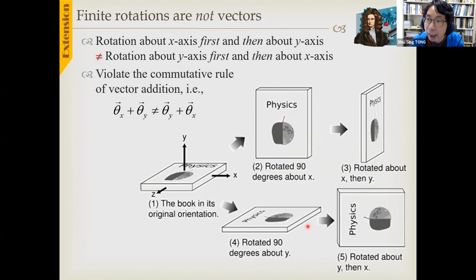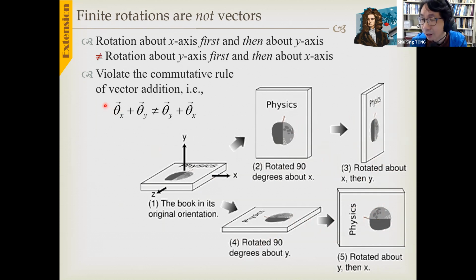In both situations, we have rotated the book about two axes by 90 degrees, but the order is different. For the first case, we first rotate about the x-axis and then rotate about the y-axis. But for the second case, we rotate about the y-axis first and then the x-axis. And it turns out that the two results are different.